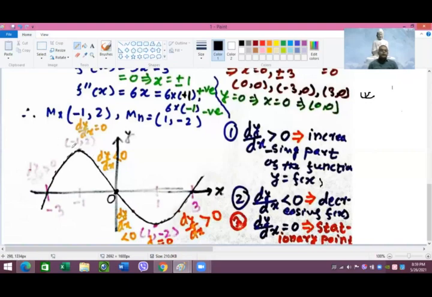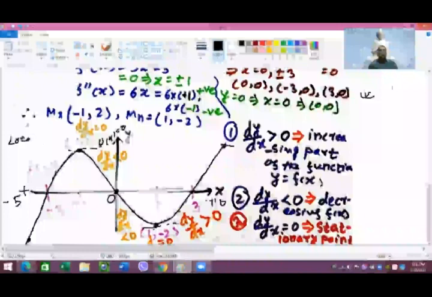This is the stationary point where dy/dx, the first order derivative, is 0, because the tangent at this point makes an angle of 0 degrees with the x-axis. So theta is 0, and tan 0 is 0. Therefore, the gradient dy/dx is tan theta in fact. So dy/dx at this point is 0, and a similar thing happens here also.